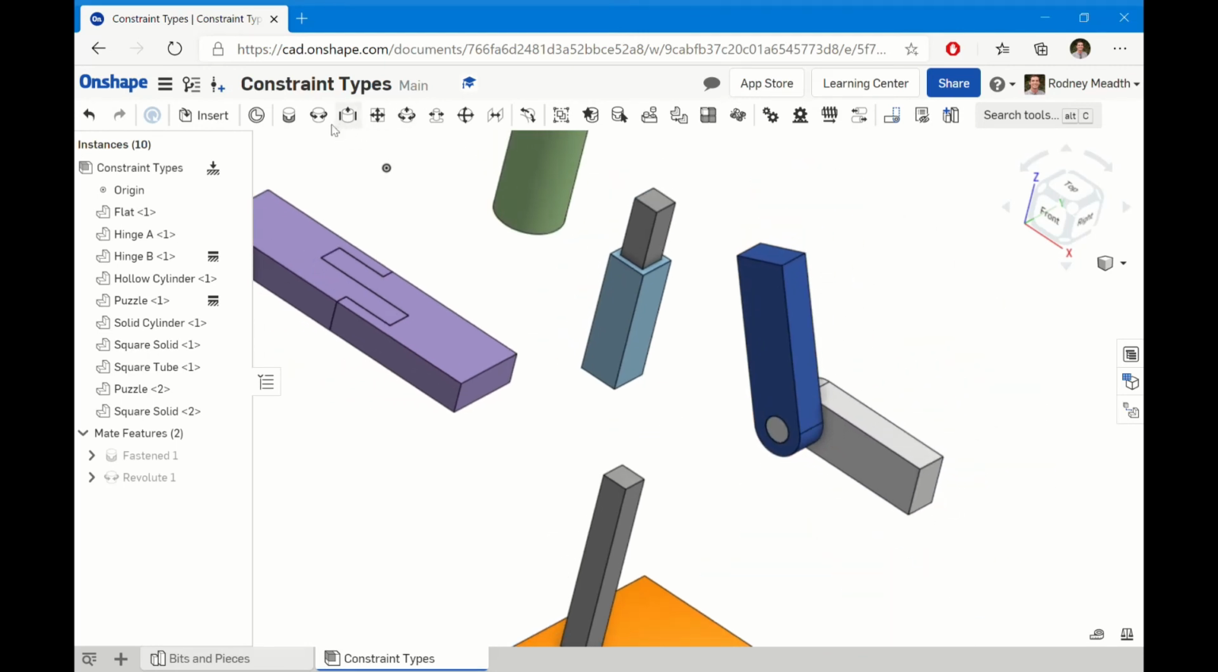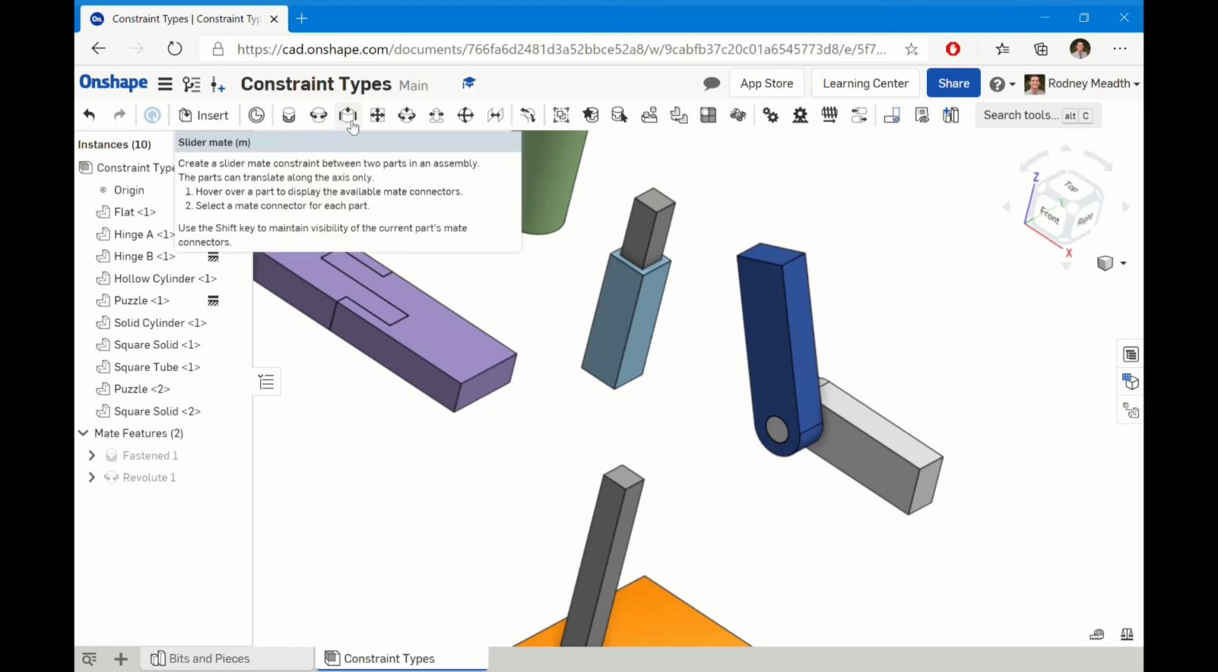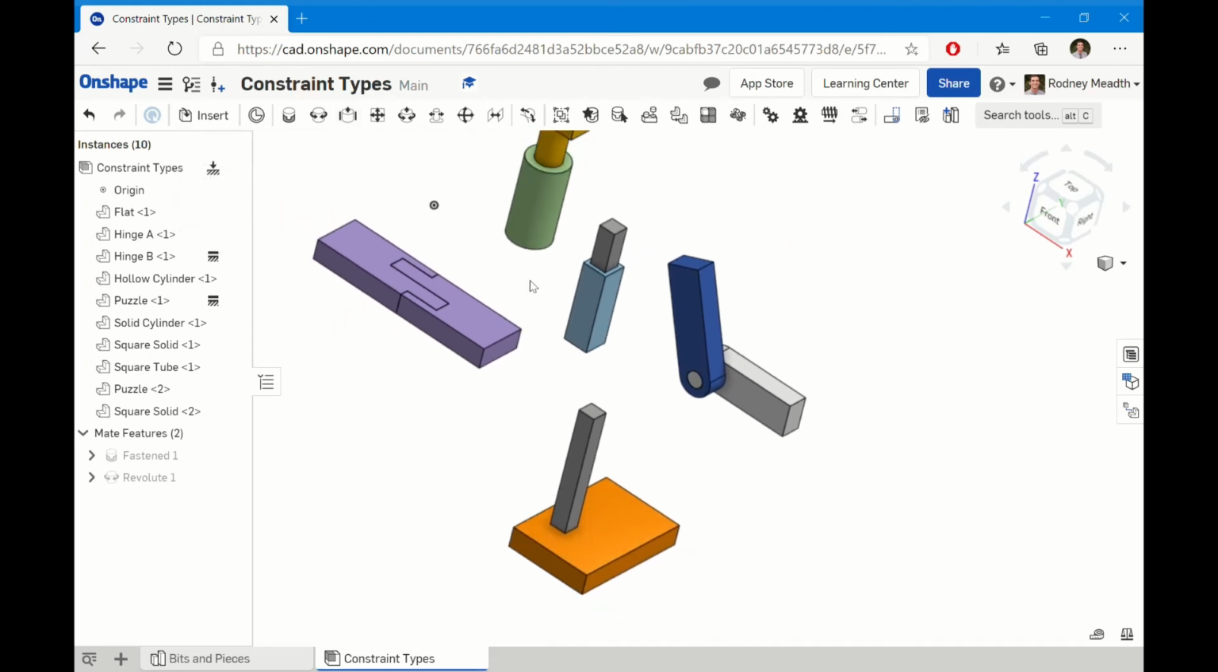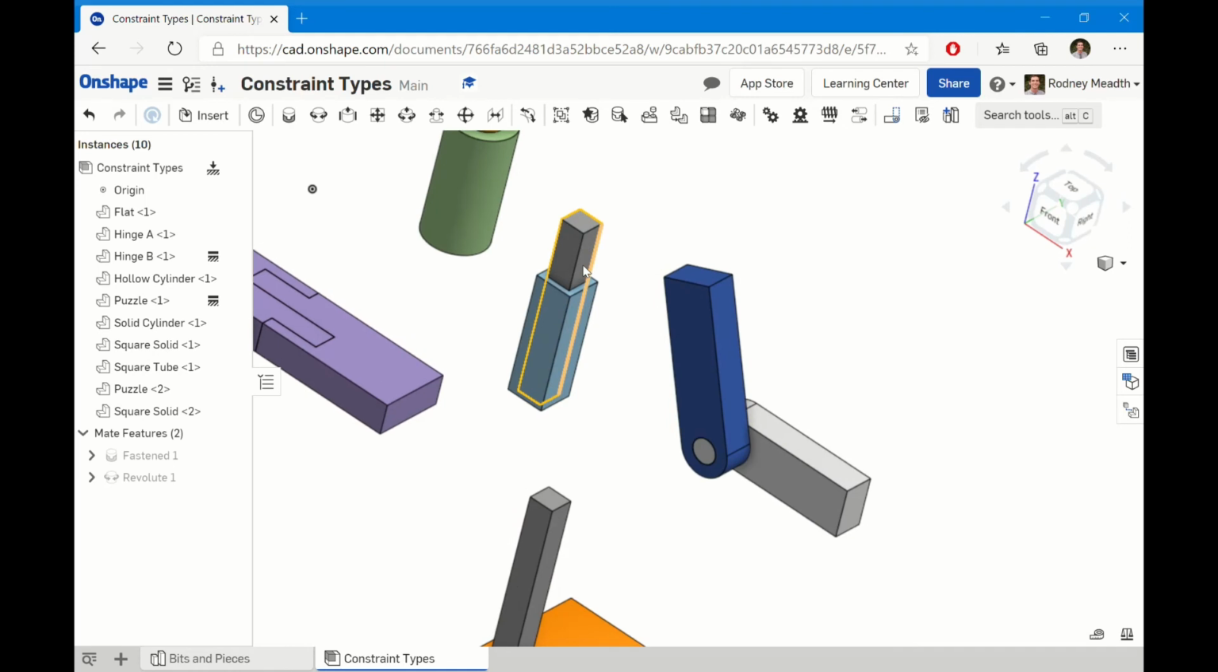Okay, next one. We have the slider mate. The slider mate, again, read this carefully. The parts can translate along the axis only. So how many degrees of freedom do you think are constrained? How many do you think are free? The answer is only 1 is free. 5 are constrained. Only 1 translational one is free. So I'm going to use this one right here.